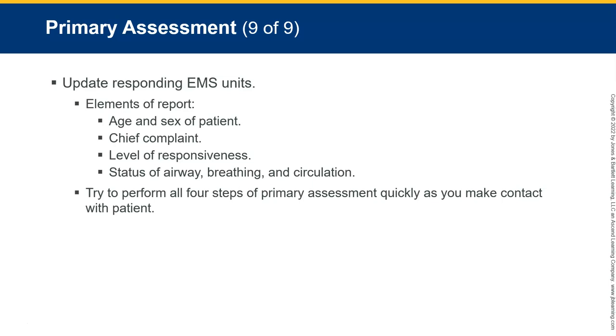When we talk about updating, what does that mean? We're talking about updating the responding unit about the condition of the patient. So we want to give the age and sex of the patient, chief complaint, and level of responsiveness. Remember, they were alert, verbal, painful, unresponsive. Then the status of their ABC: airway, breathing, circulation. Maybe you put in a nasal airway, maybe you're bagging them, maybe you had to occlude some arterial bleeding. So try to perform all four steps of the primary assessment quickly as you make contact with the patient.